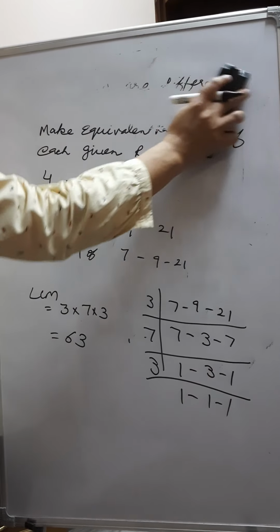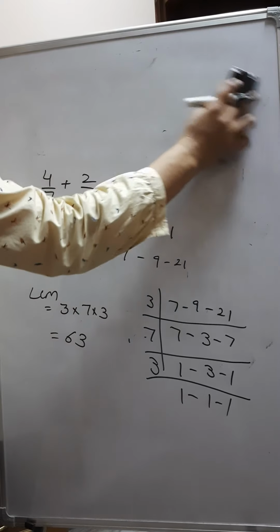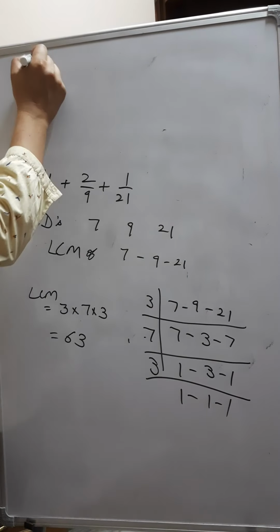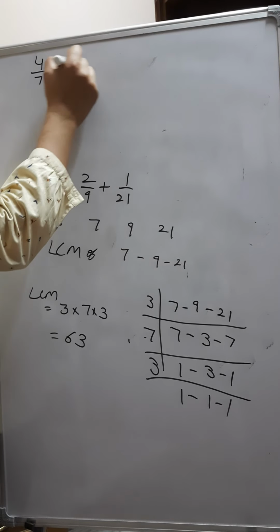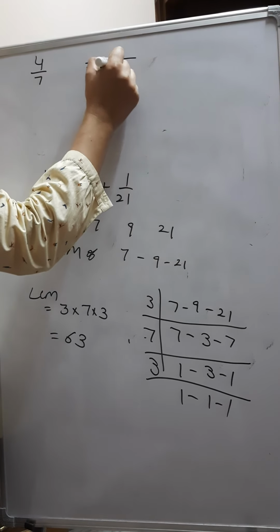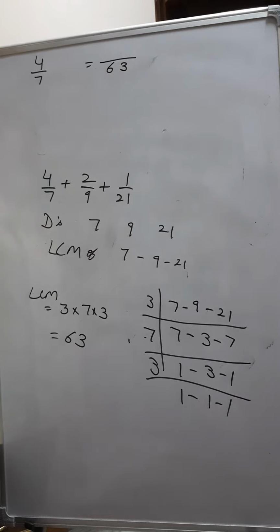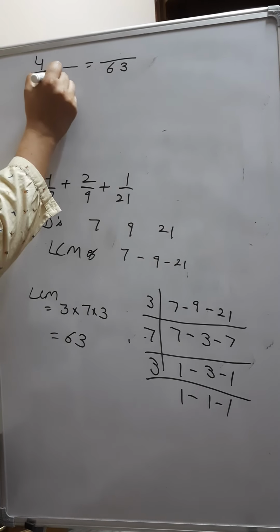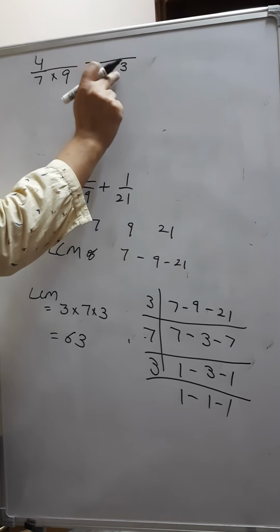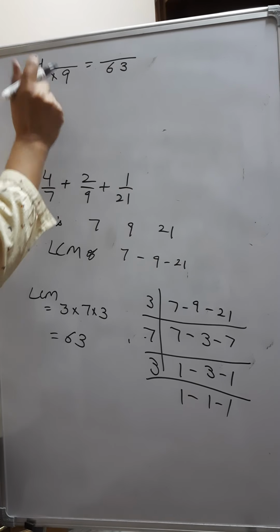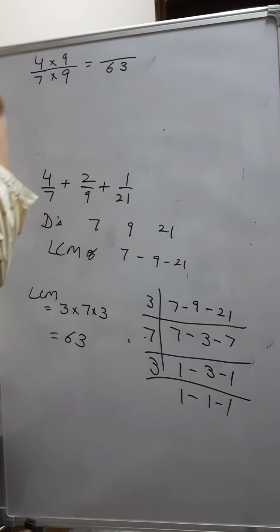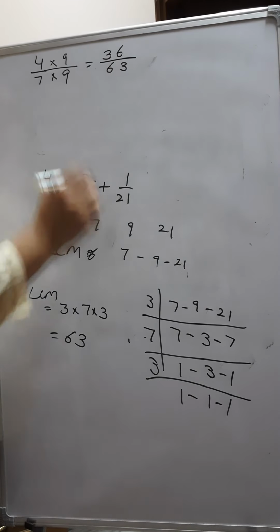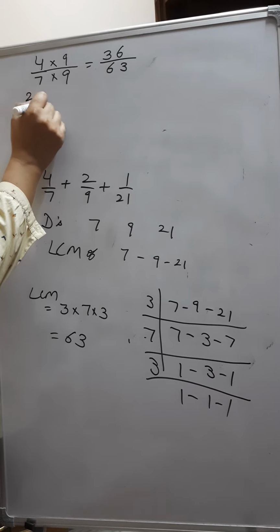Now convert every rational number to the denominator 63. The first rational number is 4/7. 4/7 is converted to the denominator 63. By which number is 7 multiplied to get 63? It is 9. 7 into 9 is 63. If the denominator is multiplied by 9, in the same way you have to multiply the numerator. 9 fours are 36.